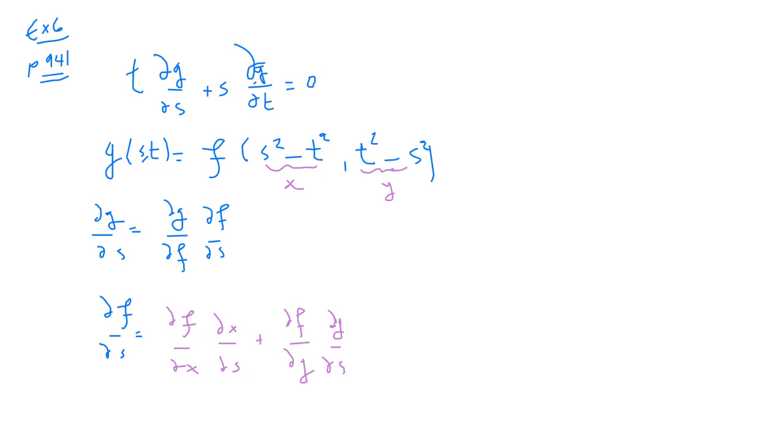Okay, so now let's compute them. It's much easier. So now df over dx. What is the derivative of f with respect to x? You don't know the expression. You don't need it. But still, now you need to compute the derivative of x with respect to s, which is 2s. Got it? Plus df over dy times minus 2s. Am I right, guys? Yes. Okay.